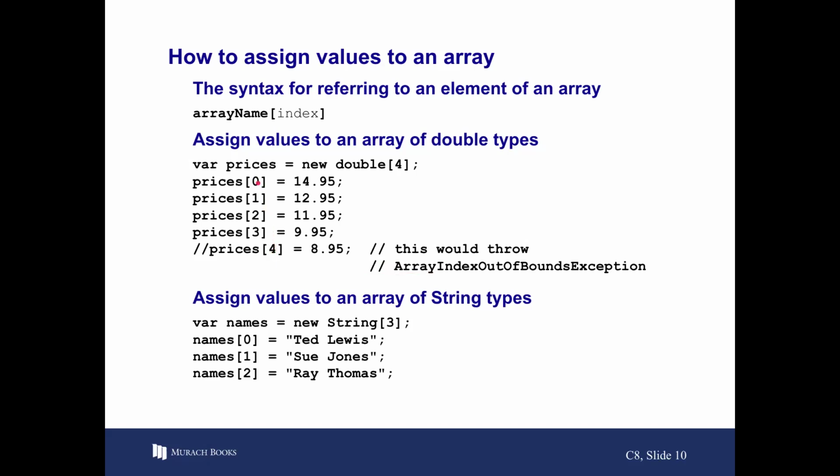If you attempted to use -1 or anything greater than 3, you would get this array index out of bounds error. There are only 0, 1, 2, and 3. That's all that works here. You cannot use anything other than those.